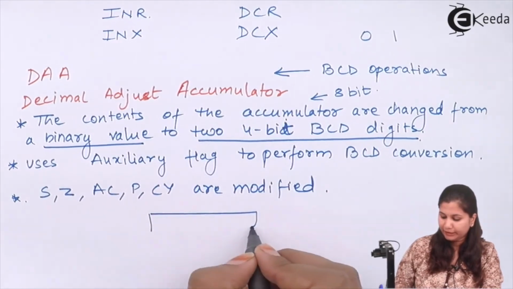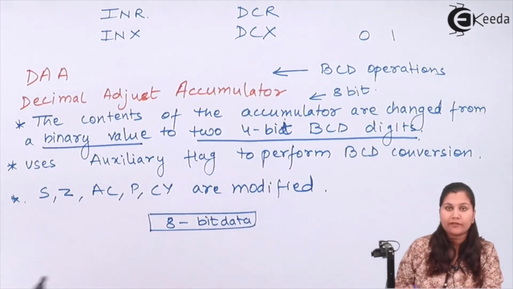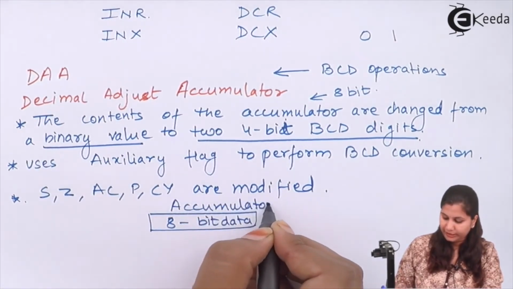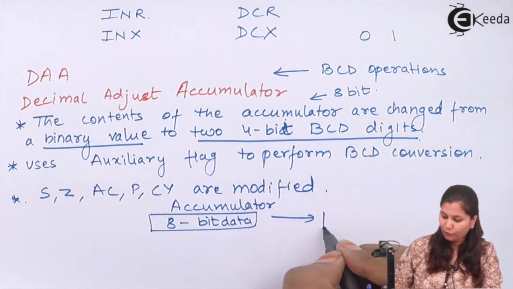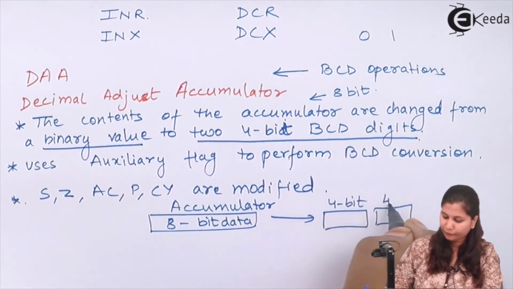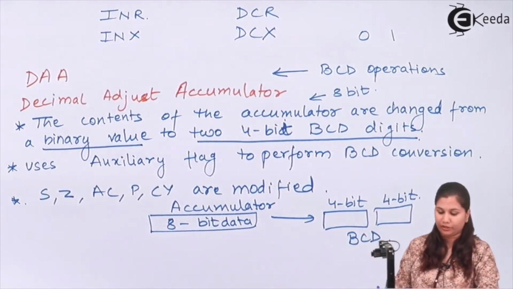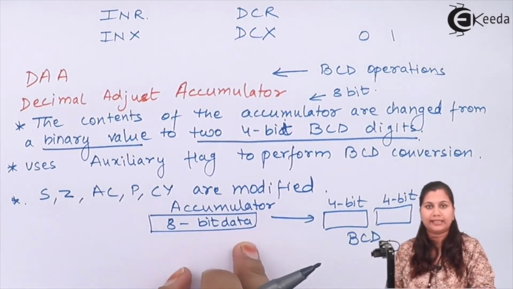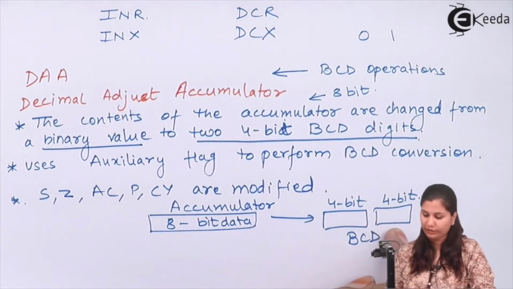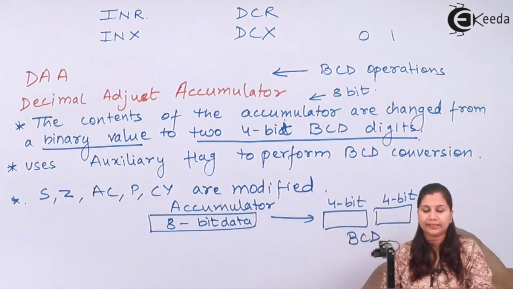Now this 8-bit data which is given in the accumulator is changed into two 4-bit datas. This is 4-bit and 4-bit, which is in the BCD notation. Because this 8-bit data is in the decimal notation, it will be converted into the BCD notation and it will get converted into two 4-bit datas.